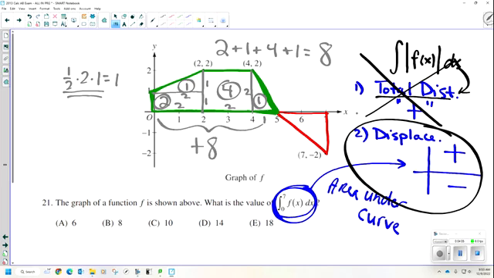The triangle in red, that is a distance of 2. It is 1/2 my base times my height. So half of 4 is 2. But this is considered negative because it's below the x-axis. So if I combine that, 6. Bam. That is choice A, and we are off and going. It's a good start. It's a good problem to start with.